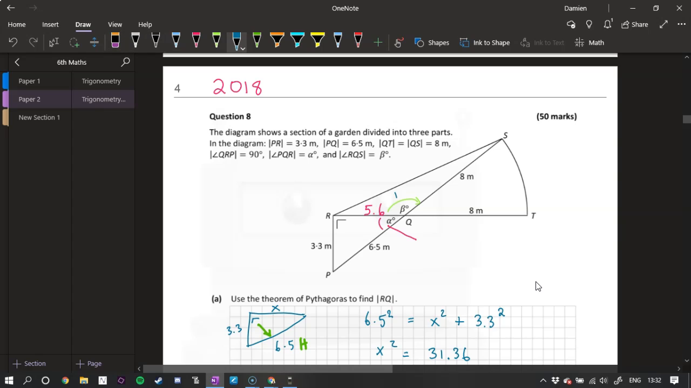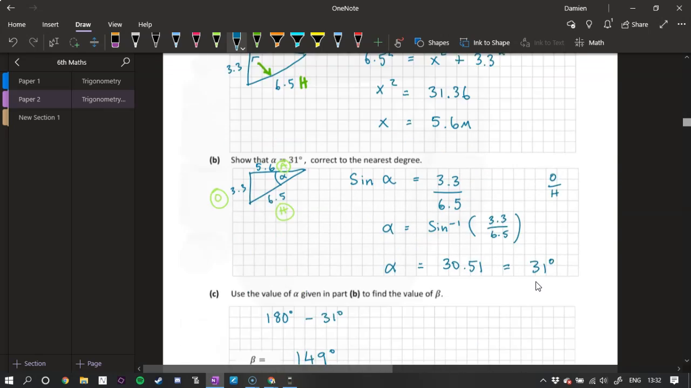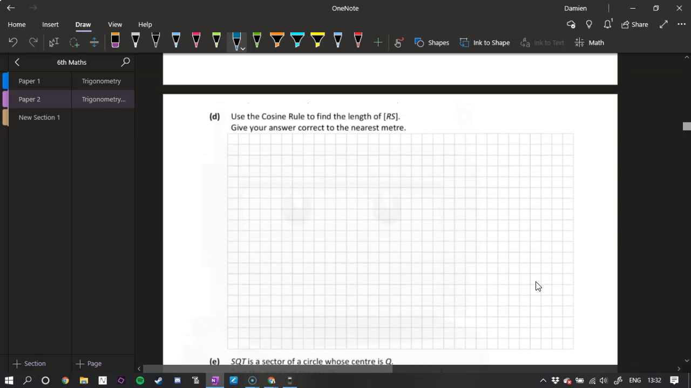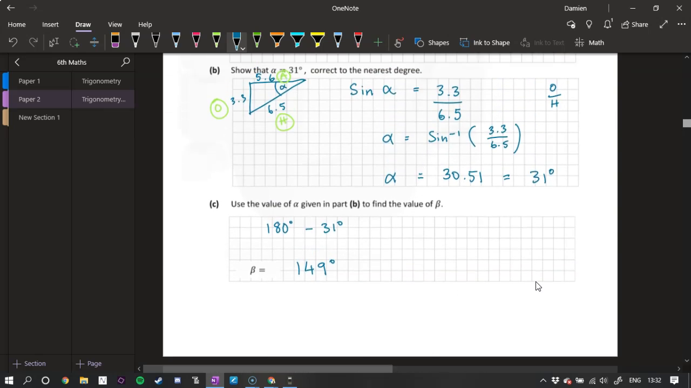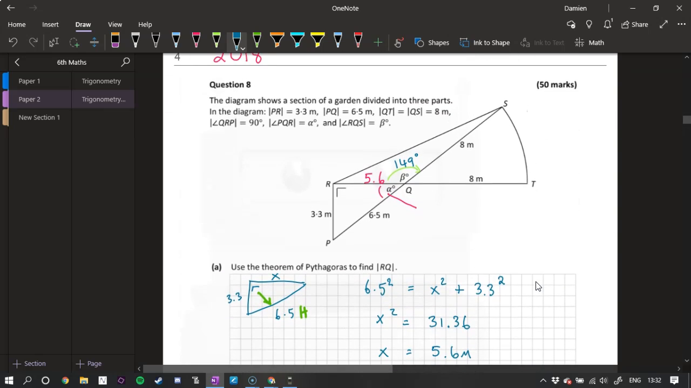Beta is 149 degrees. So look at the next question. Use the cosine rule to find the length of RS. So let's go back up and see if we can figure it out. So RS. We are trying to go from here all the way to here. We're trying to find the length of that side.